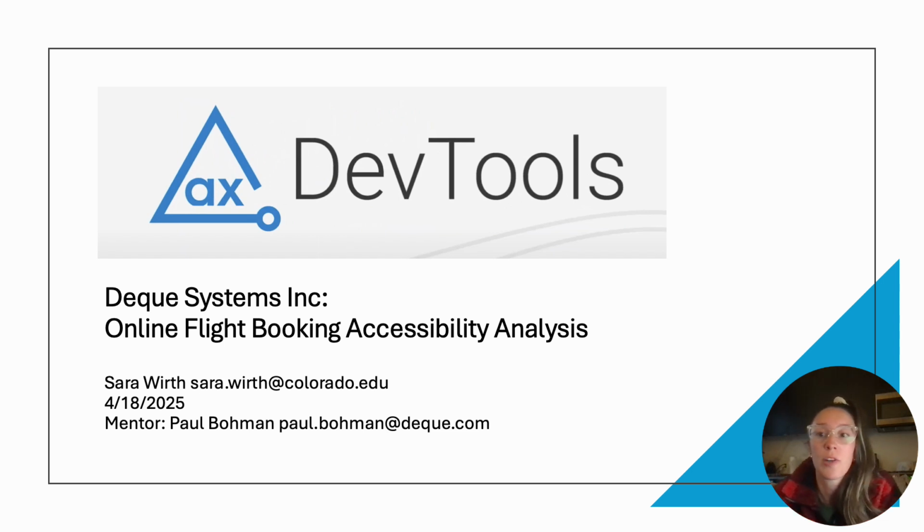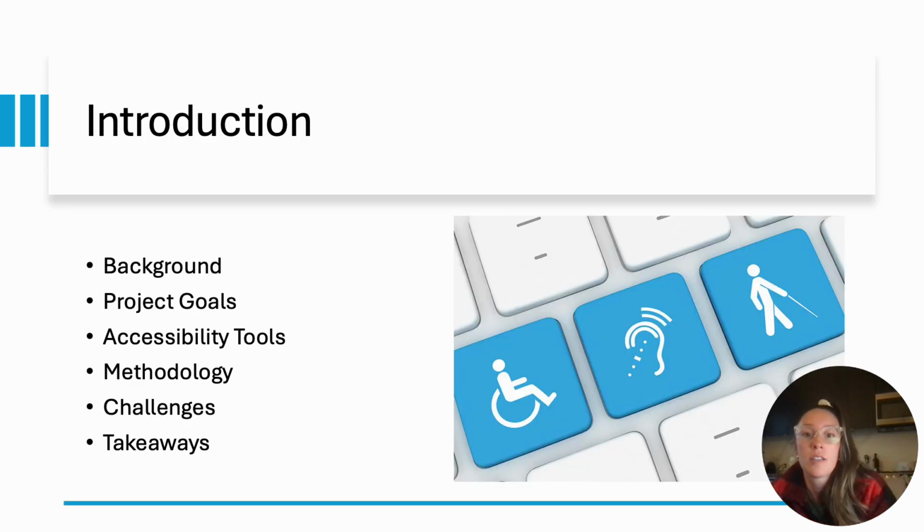Throughout the semester, I've been working with Paul Bowman from Deque Systems to conduct an accessibility analysis on the online flight booking process across major airlines in the US and Europe. In this talk, I'll talk about accessibility in Deque Systems, and I'll give you an overview of the project and my goals around accessibility impact analysis. I'll explain the methodology and Deque's accessibility tools. From there, I'll walk through the challenges I encountered using the tools in practice and how those limitations shaped the outcome and scope of the project.